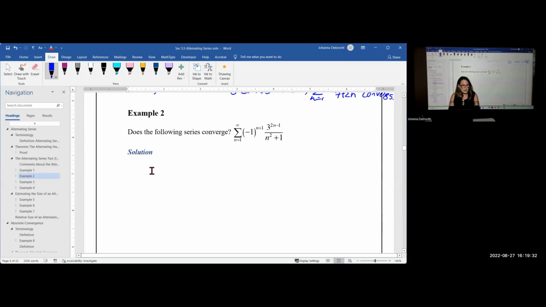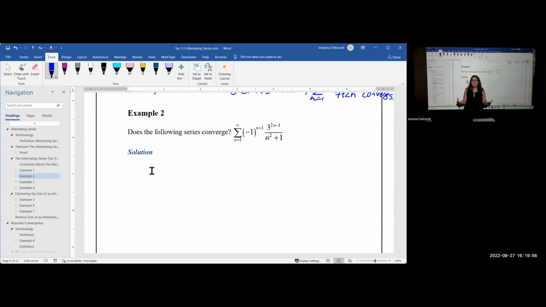Let's take a look now at example number 2. So we want to look at example 2, which is rather different from example 1. We do have something that is polynomial in behavior in the denominator, but the numerator is exponential. We have a base of 3 raised to a power 2n minus 1. It is alternating because of the negative 1 to the n plus 1.